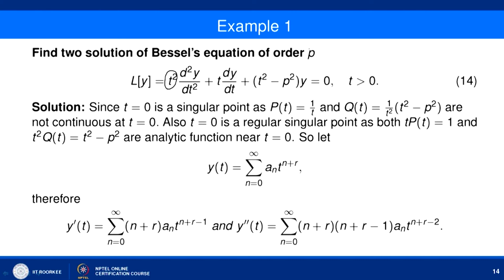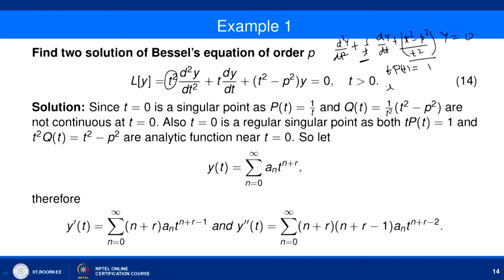So, it means that when you divide by t square, it is reduced to d2y by dt square plus 1 by t dy by dt plus (t square minus p square) divided by t square y equal to 0. So, here it is your pt and it is your qt. So, tpt is what? Tpt is equal to 1 here. So, this is we say that it is analytic.